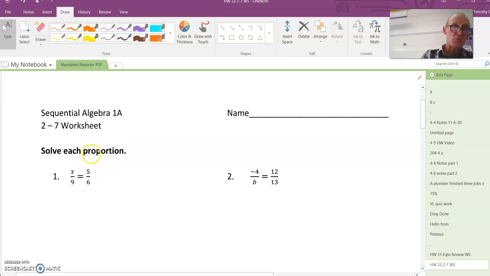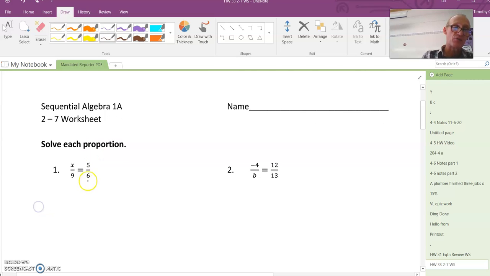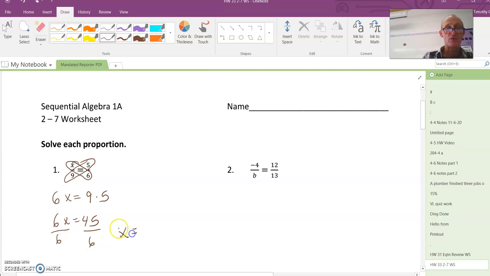So the first problem says x over 9 equals 5/6. We're going to use the cross product method for this, and we get 6 times x equals 9 times 5. So 6x equals 45. We divide by 6, and x is equal to 45/6, or 7.5. Now 7 and 1/2 would work, but 7.5 is better. All right, so we're on our way now.